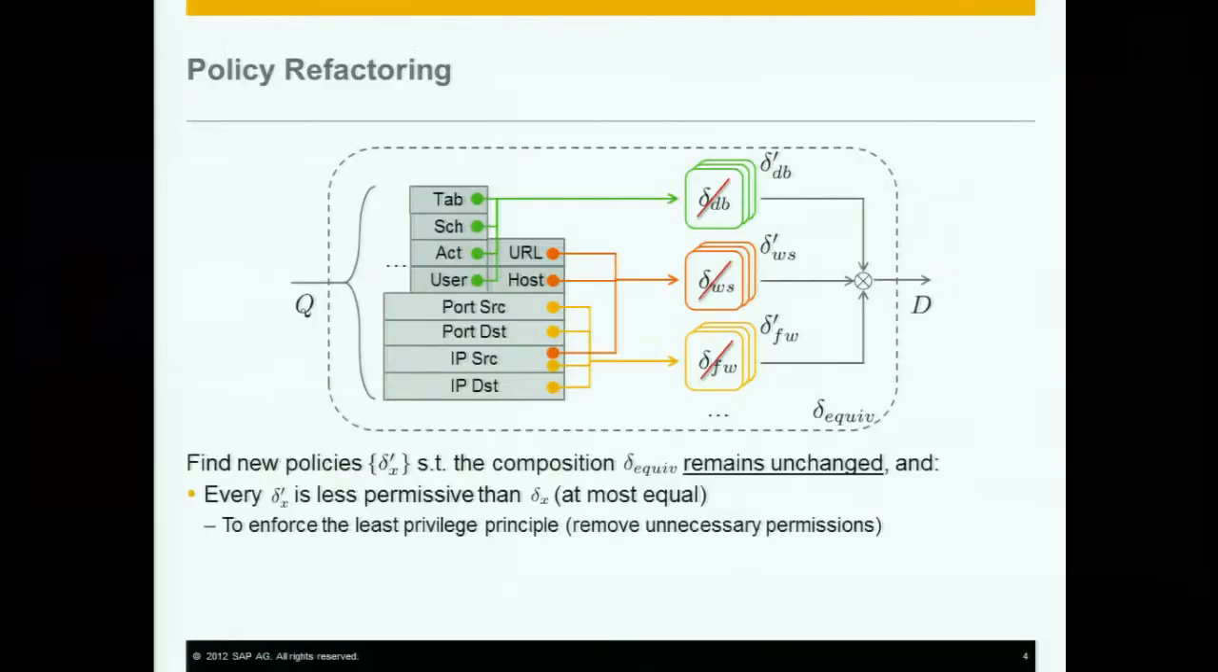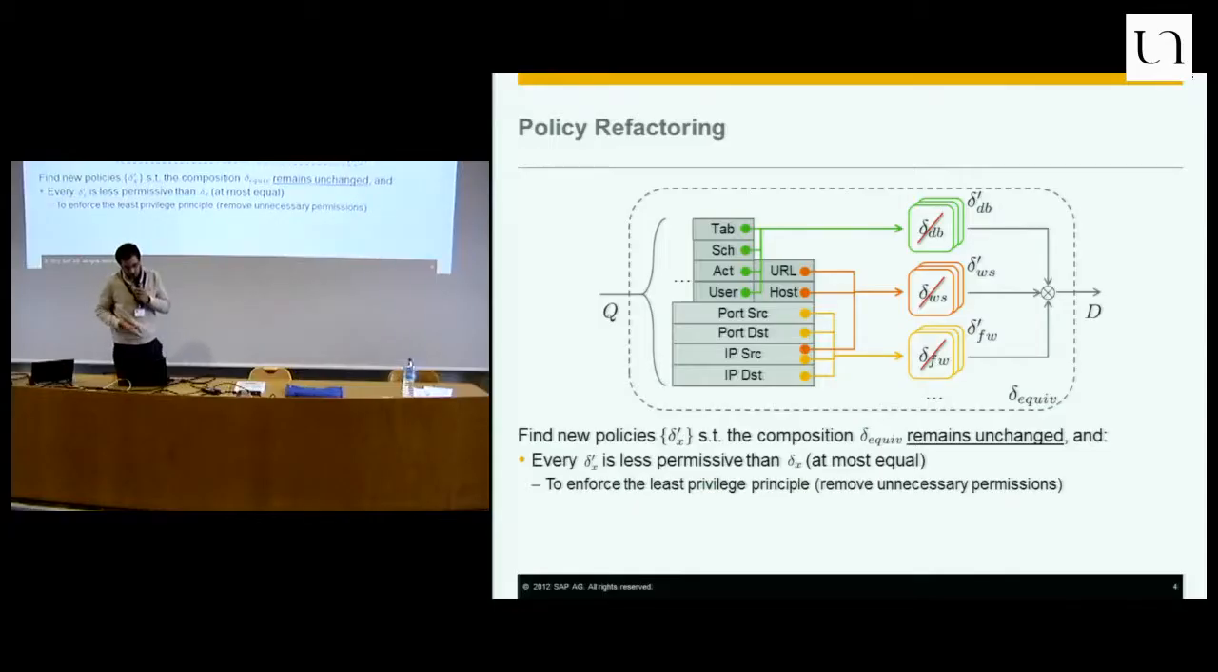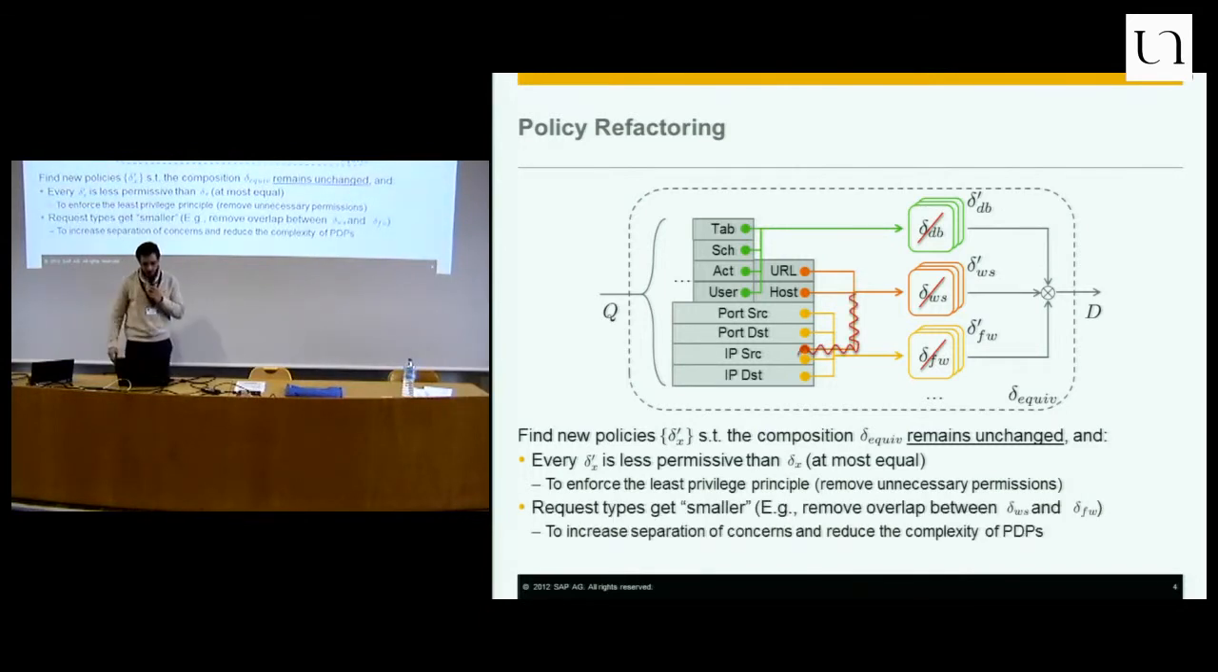Therefore, the way we want to fulfill the requirements I expressed in the beginning is via rewriting these local access control policies such that this idea of least privilege principle is enforced. So we want to find these delta primes in order to guarantee this first property. So each delta prime is less permissive than the corresponding delta. Plus, we would like to investigate whether we can get rid of this overlap between request types.